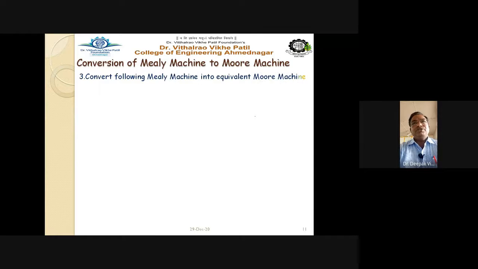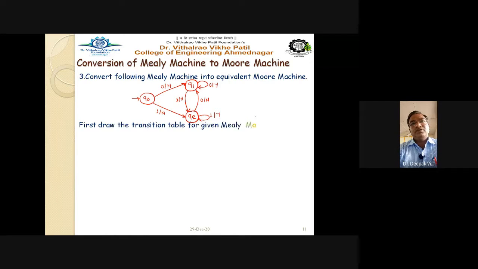Convert the following Mealy machine into an equivalent Moore machine. Now see here, the Mealy machine is given with Q0, Q1, Q2. So three states are there. From the diagram, it is clear that there are two input symbols, 0 and 1, and the output symbols are Y and N. So our output symbols are Y and N. From the diagram, we can conclude that.